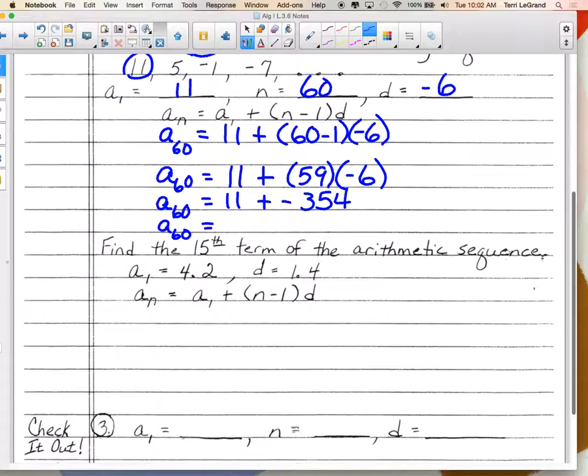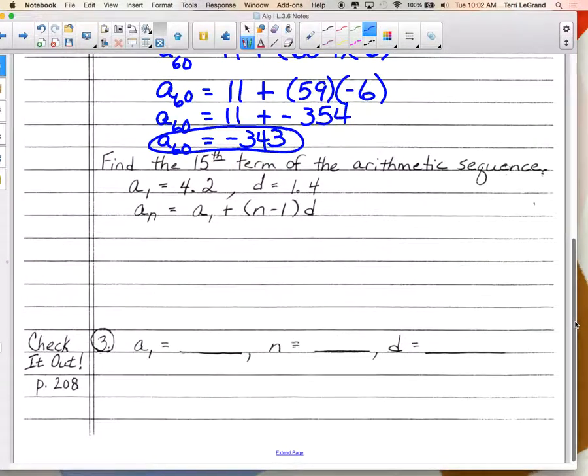Our 60th term is? -343. Is that what you got in your SQ3R? Yeah. Is that what the back of the book said? Yeah. Okay, then we're good. Does it make sense? Yeah. The sequence was decreasing and we're in a way in negative territory and we had to go 60 terms out, so it seems pretty reasonable, doesn't it?